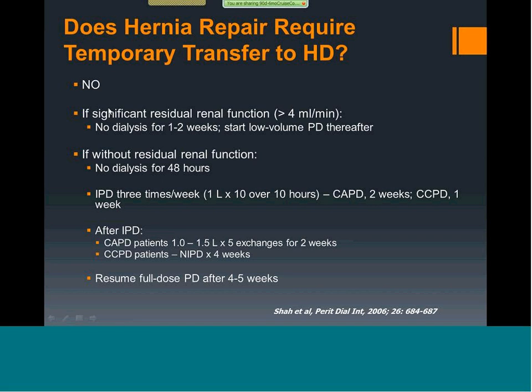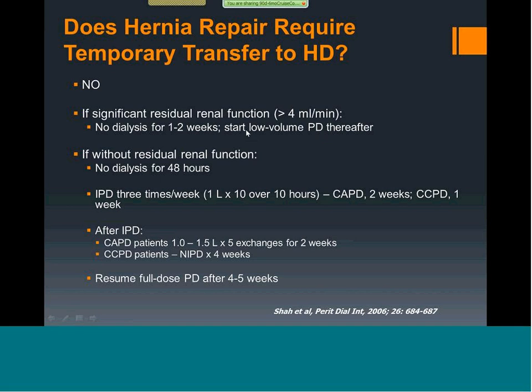Yeah. Fine. So this is significant residual function, that is more than 4 ml per minute. In this case, it's fine for that patient not to get any dialysis for 1 to 2 weeks. And if you are concerned, you could just have them come to the dialysis facility on a weekly basis, check for fluid accumulation, check for potassium level, and start them on low volume PD.